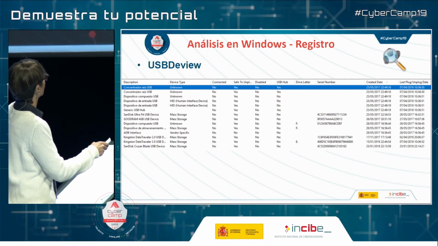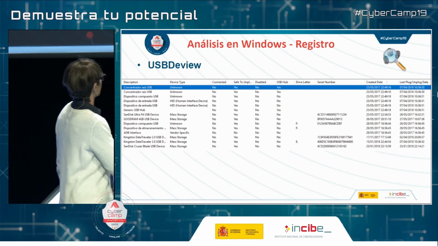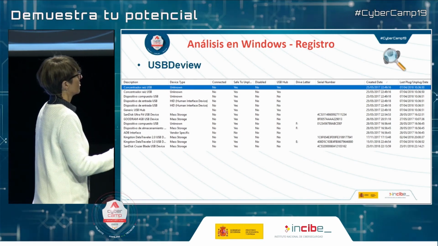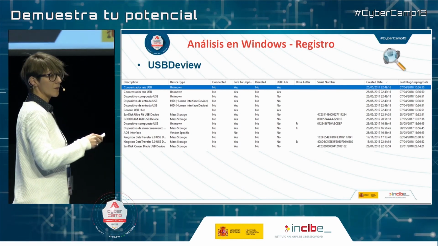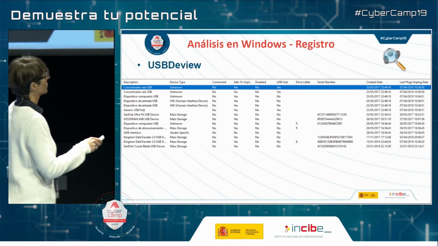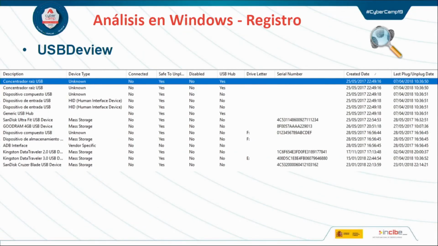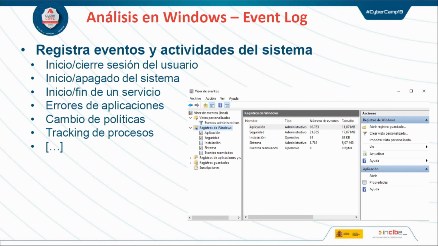On this column we have the letter that has been assigned to the USB, to the pen drive, description, serial number, when it was last connected to the machine. So we can find some evidence here as well.